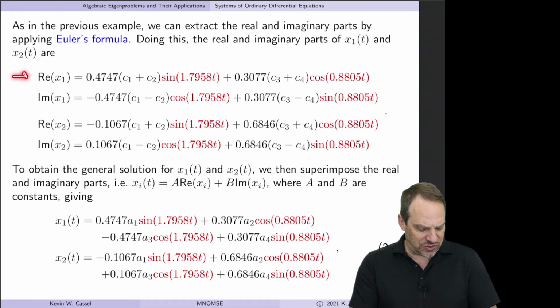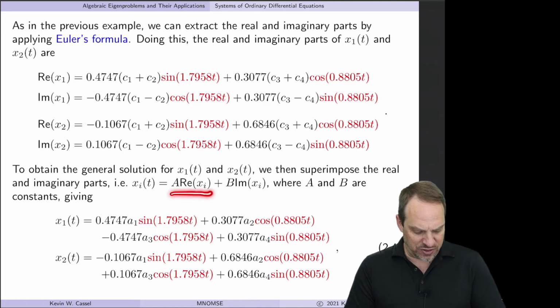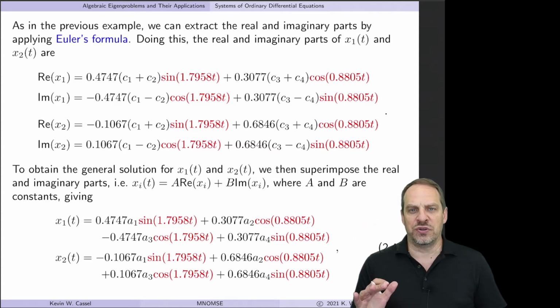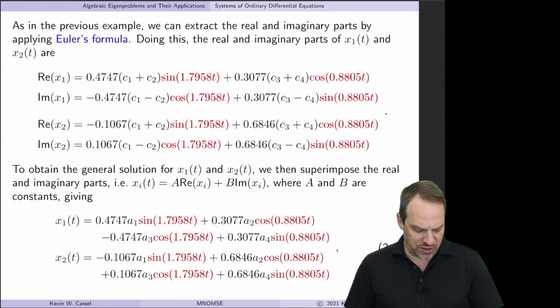Once we get the real parts and the imaginary parts, we can then combine them to get a general x1, which is a times the real part of x1 plus b times the imaginary part of x1. Same thing for x2, constant times the real part of x2 plus another constant times the imaginary part of x2, and we get our two solutions. Now you'll notice that everything's real. There's no more i's, no more imaginary numbers anywhere. So this is the solution for x1 and x2.